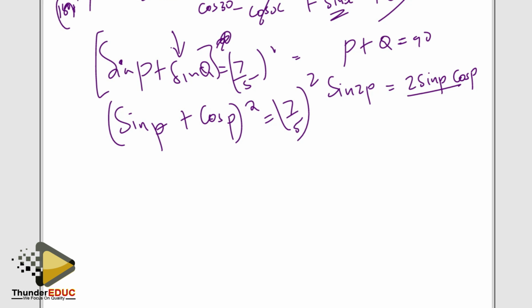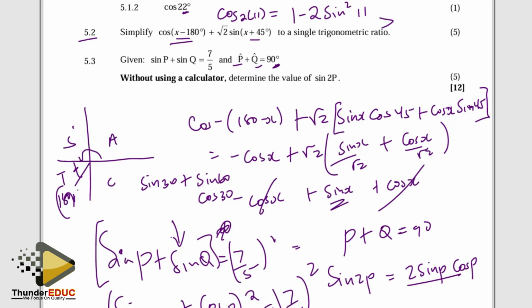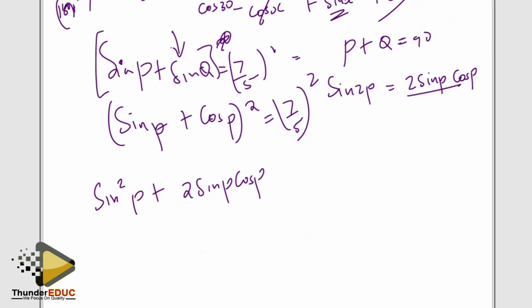Open this up. That's going to be sine squared P plus 2 sine P cos P. Wait a minute. Does it mean that is... No, it's fine. Plus cos squared P gives us 49 over 25. We know that this and this is going to give us a 1. Okay? But we said they want P. They want P.